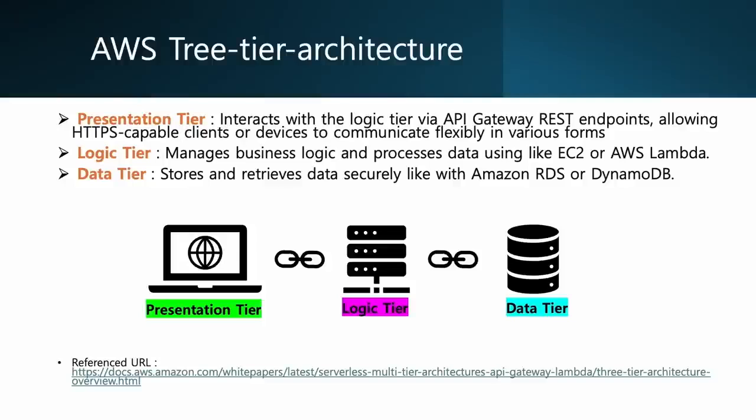Before looking at AWS services in general, it is necessary to understand the AWS three-tier architecture. AWS three-tier architecture is divided into 3 parts: presentation tier, logic tier, and data tier. Those who have experience with web development will probably be familiar with the concept of this 3-tier architecture. First of all, you can think of the presentation tier as the front end and the logic tier as the back end. You can understand the data tier as a database.